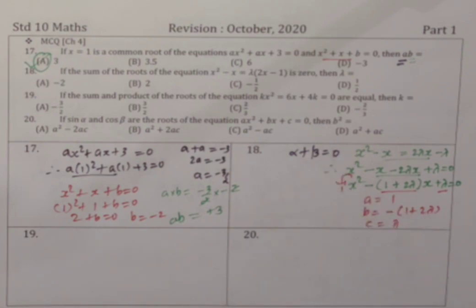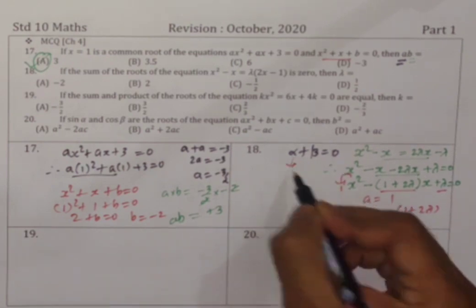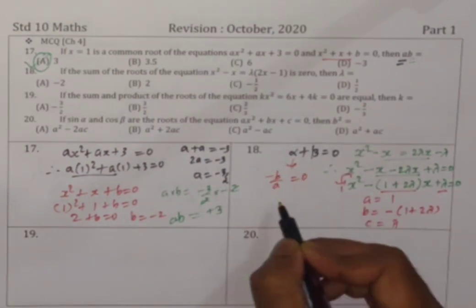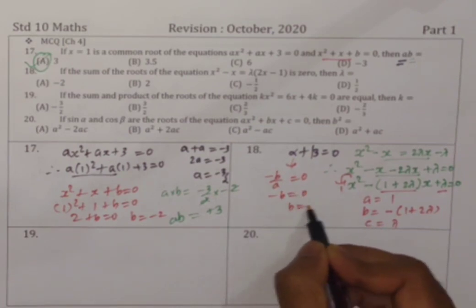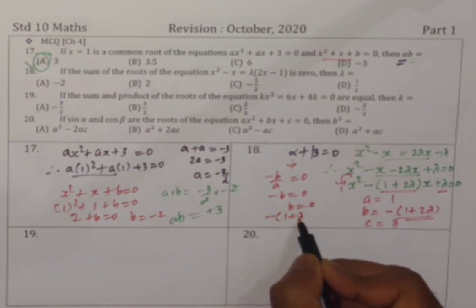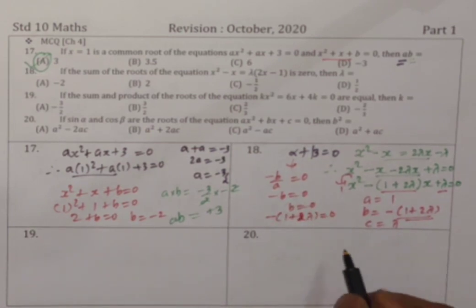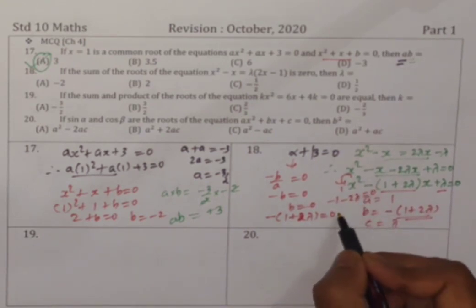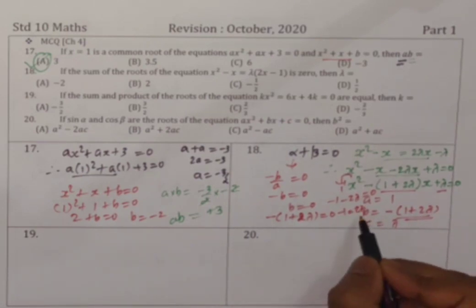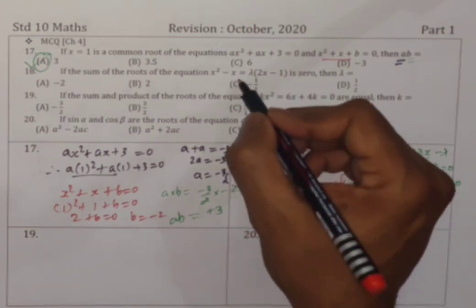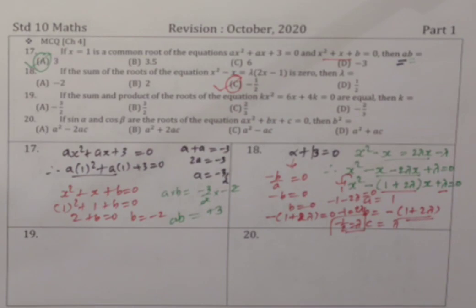Now alpha plus beta equal to 0. But what is alpha plus beta? What is the sum of roots of a quadratic equation? Minus b upon a equal to 0. So minus b equal to 0, so b equal to 0. Now in place of b, minus of 1 plus 2 lambda equal to 0. So what will come? Minus 1 minus 2 lambda equal to 0. So minus 1 equal to 2 lambda. So minus 1 upon 2 is equal to lambda. So lambda is minus 1 upon 2. Option C. Alright.